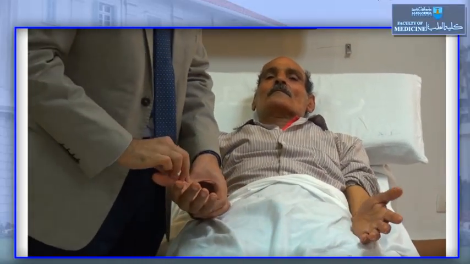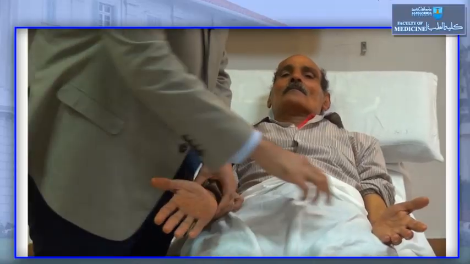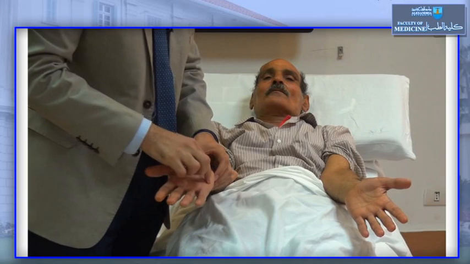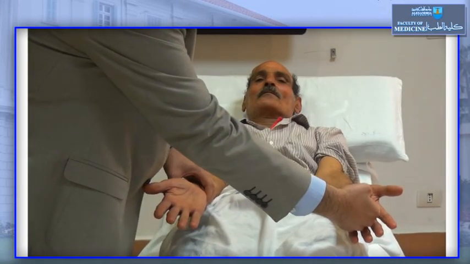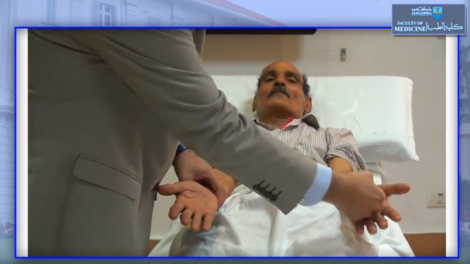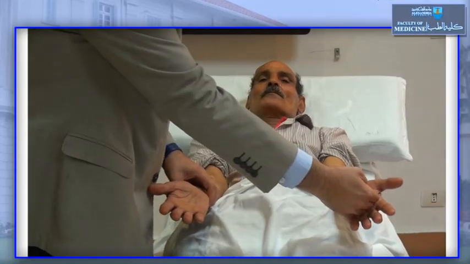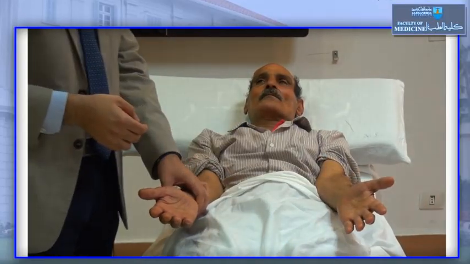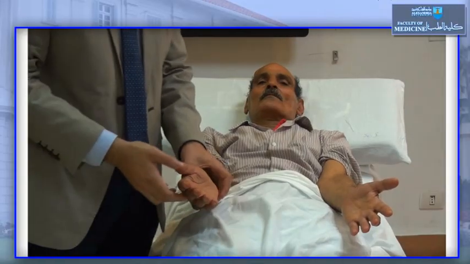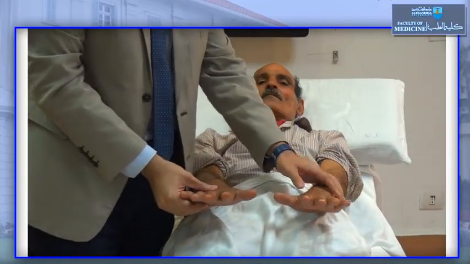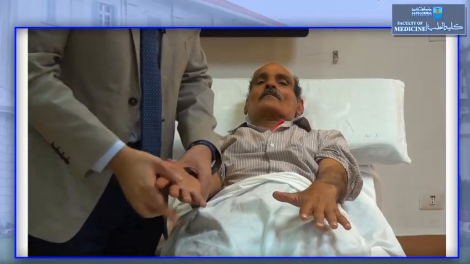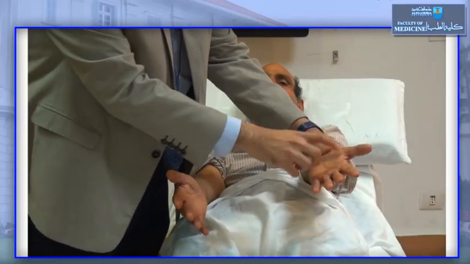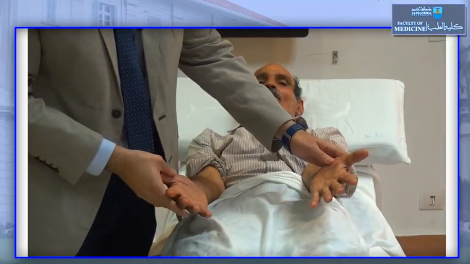Regarding muscle status, there is no wasting of muscles. For temperature, we comment on temperature using the dorsum of our hand. There is equal temperature, there is no warmth. Then we comment on the palm. There is no palmar erythema or nodules present.